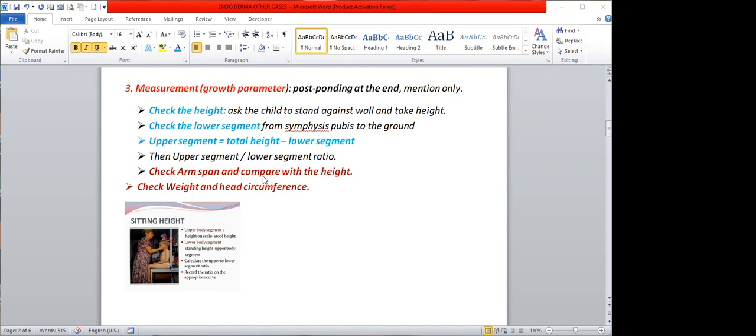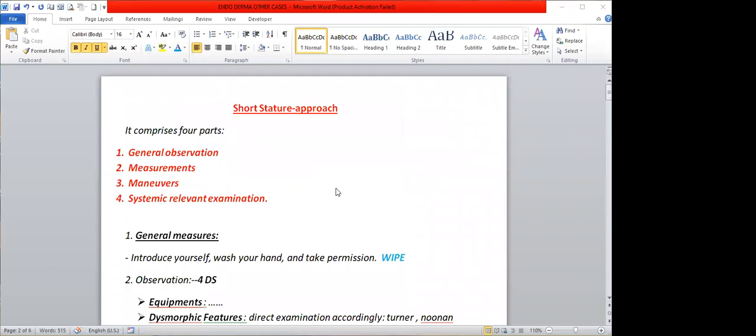Now, if you see the approach one more time, all the findings are mostly inspectory findings. Thing I want to add: you have to say about the mid-parental height. Yes, I'm coming to that. It's not over. Sorry, there are a few areas definitely.